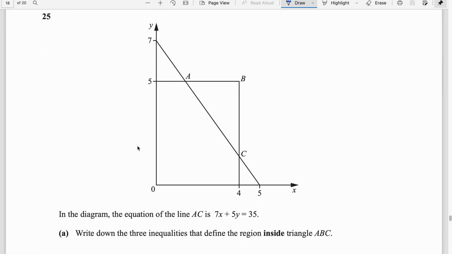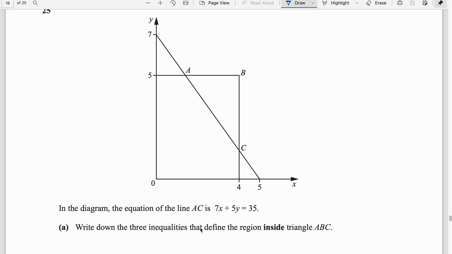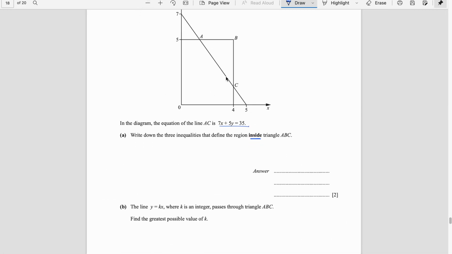Question number 25. In the diagram, the equation of line AC is given. Write down the three inequalities which define the region inside triangle ABC. So staying inside, the triangle ABC is above this given line. So 7x + 5y is greater than 35. This is y equals 5 and the region is below this line. This is x equals 4 and the region is on the left of this line.